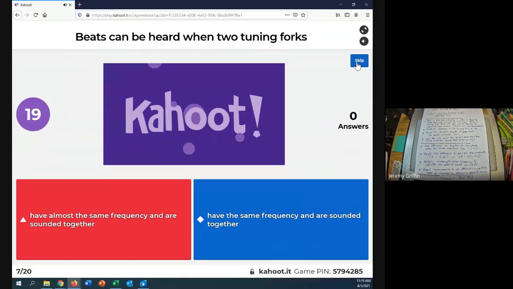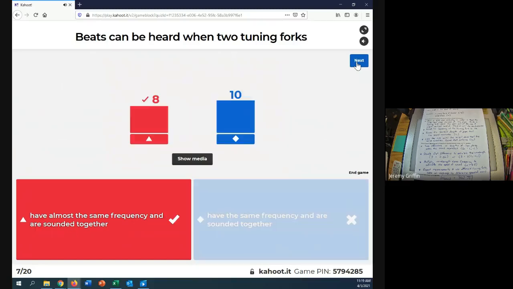Beats. All right, so when two tuning forks have almost the same frequency and they're sounded together, you hear a beat frequency. I'll show you that it doesn't quite work with what we have. The two tuning forks with almost the same frequency, the closest ones I've got are maybe 480 versus 512 hertz.